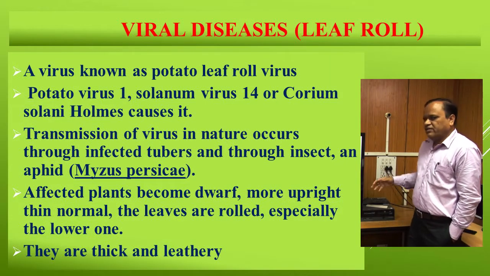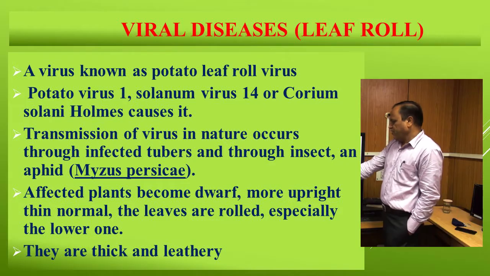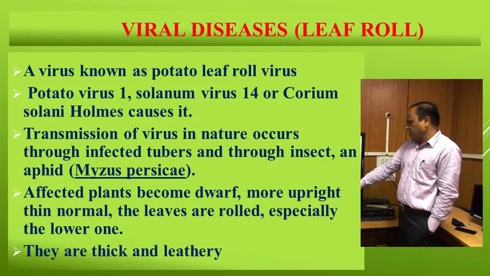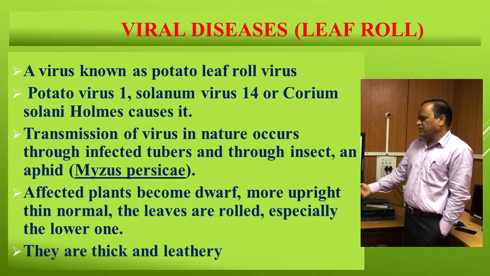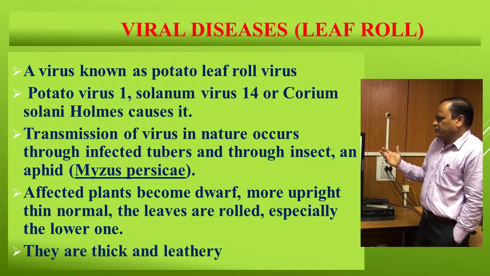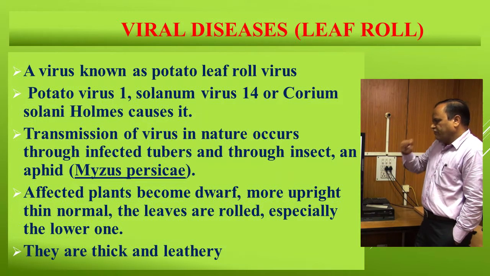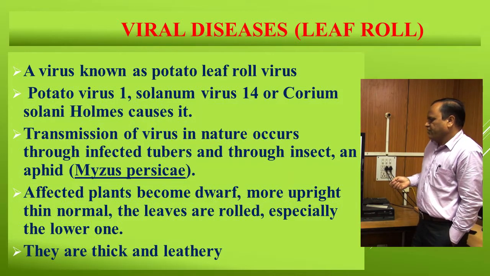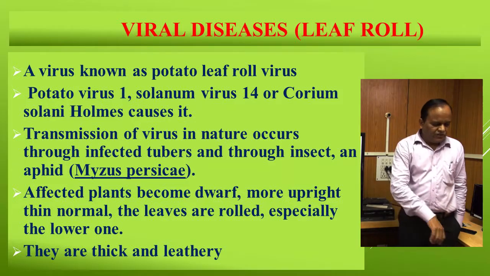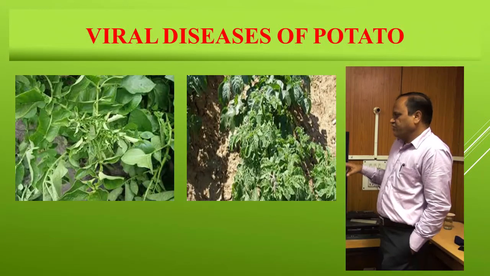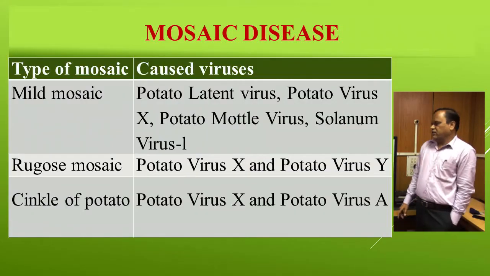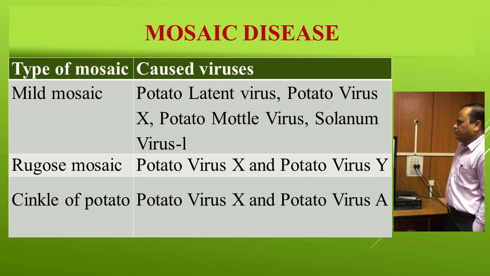Affected plants become dwarf. These are the symptoms. More upright, thin, normal. The leaves are rolled, especially the lower ones. They are thick and leathery. So these are the symptoms of leaf roll or viral diseases, which are generally transmitted by the aphid Myzus persicae from one plant to another plant. These are the visual symptoms of the viral disease of potato. You can see.